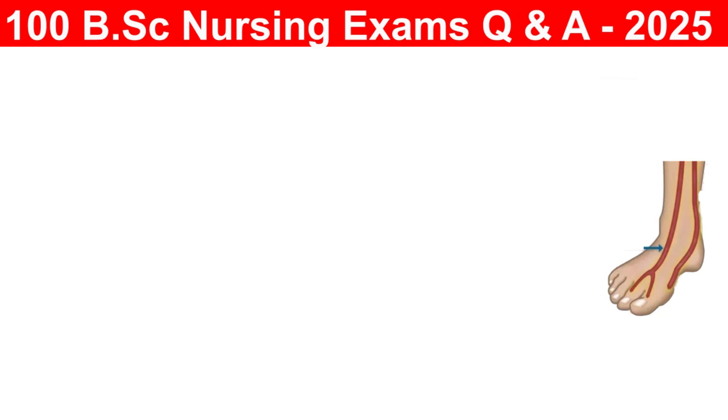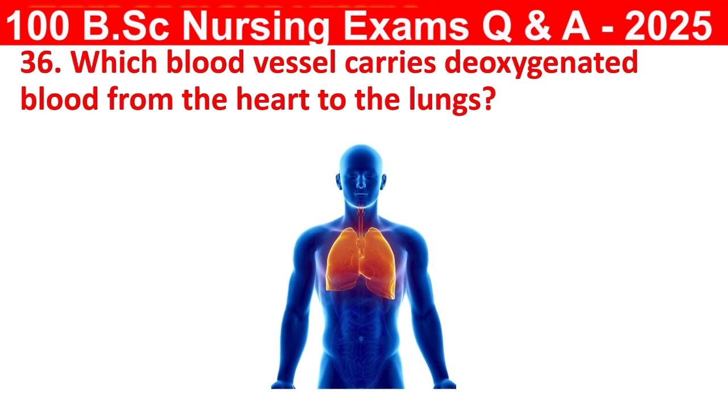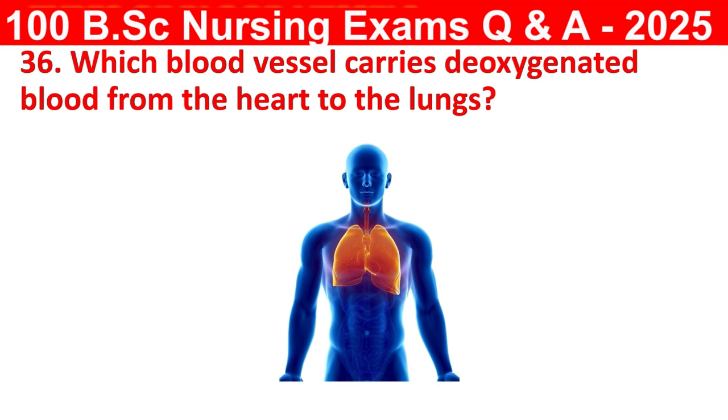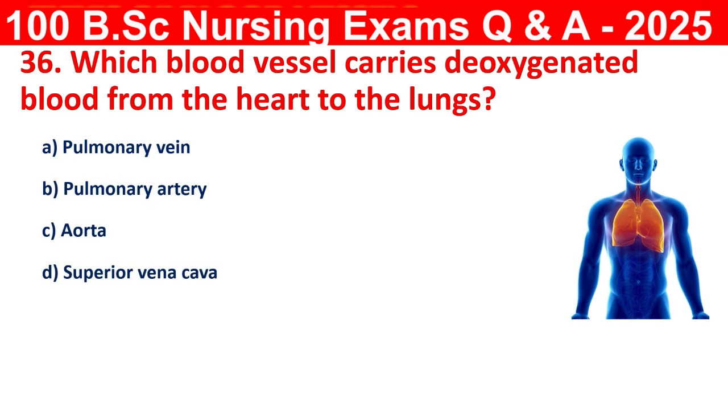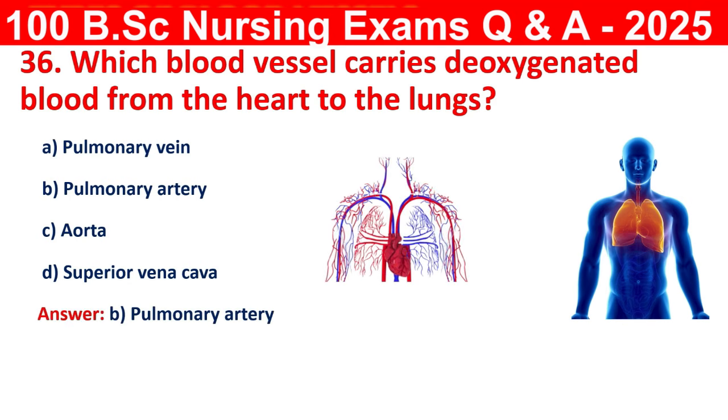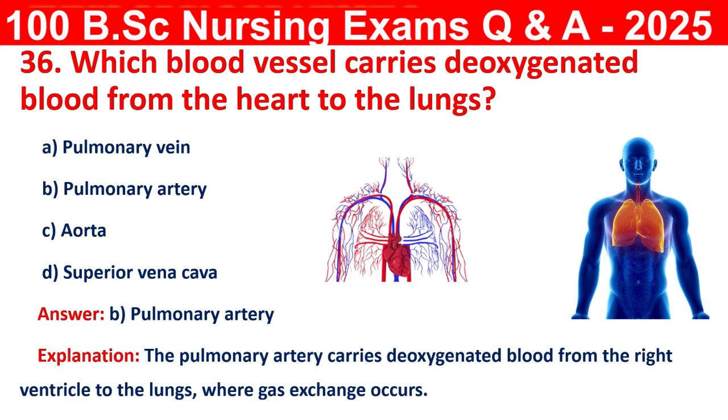Question number 36. Which blood vessel carries deoxygenated blood from the heart to the lungs? The options are pulmonary vein, pulmonary artery, aorta, or superior vena cava. The correct answer is B, that is pulmonary artery. The pulmonary artery carries deoxygenated blood from the right ventricle to the lungs, where gas exchange occurs.